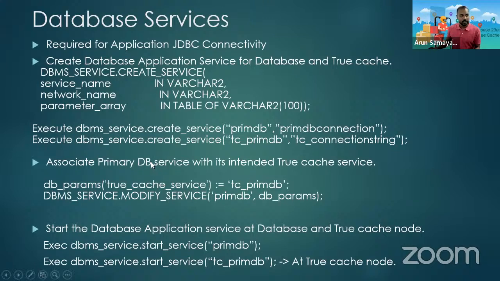Once the service is created and associated with the primary database service, we start the database application service, both at the primary side and also at the TrueCache side, using the DBMS_SERVICE.START_SERVICE command.